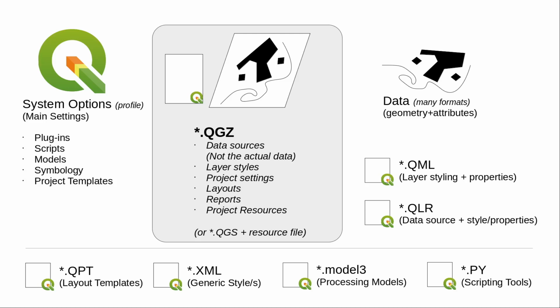And in QGIS there are some other files that we have not looked at closely, and they are for layout templates, generic styles, processing models and scripting tools. There may be some additional files that I haven't brought up as well. Hopefully this will bring some clarity to how QGIS is working with files in different ways and what you need to think about when you share projects with others.